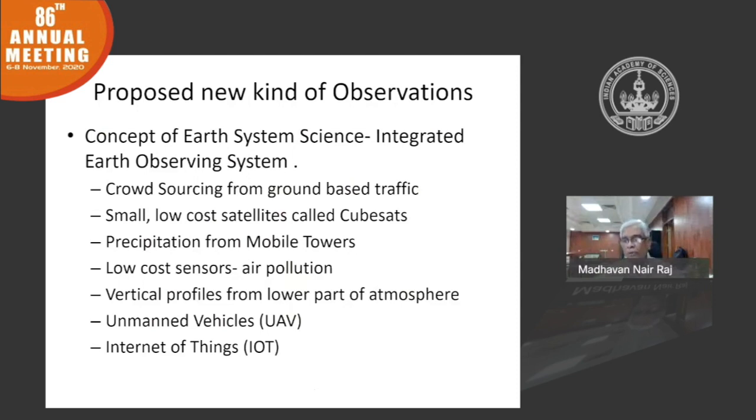And the vertical profile of the lower part of the atmosphere is very crucial. For example, when you send a balloon up, it goes very quickly. One kilometer, it goes in a few seconds. So in the first 1 kilometer, we don't get many observations. We need a special kind of observation to get the vertical profile in the lower atmosphere. Then we can use unmanned vehicles, UAVs, and the Internet of Things. These are the things which we now talk about.